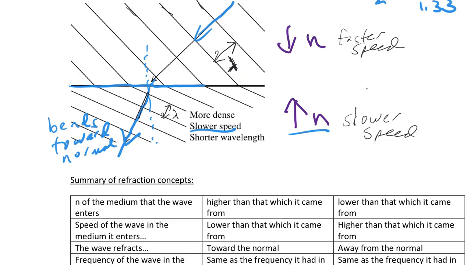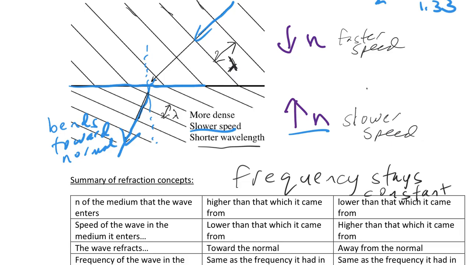A medium where the light moves slower. It's gotten shortened. So when light slows down in a medium, the wavelength of that light gets shorter. Now, why is that? Well, it's because the frequency does not change. The frequency stays constant.